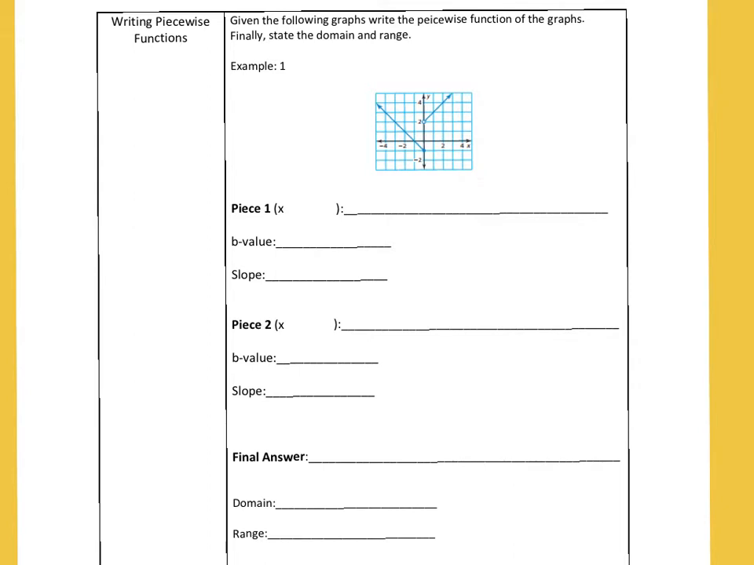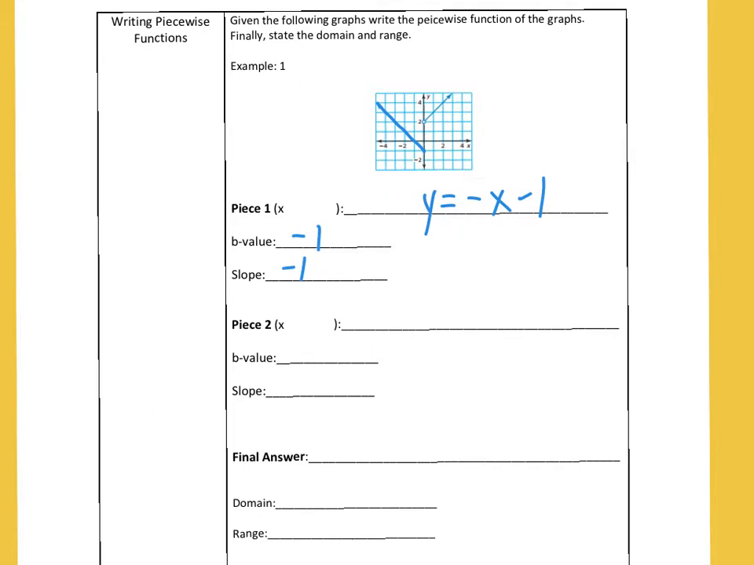So what's the b value of this line here on the left? Negative 1. What's the slope of that? Also negative 1, right? We can see it's going down 1 over 1. Negative 1 over 1. So the equation would be y equals negative x minus 1. Good.